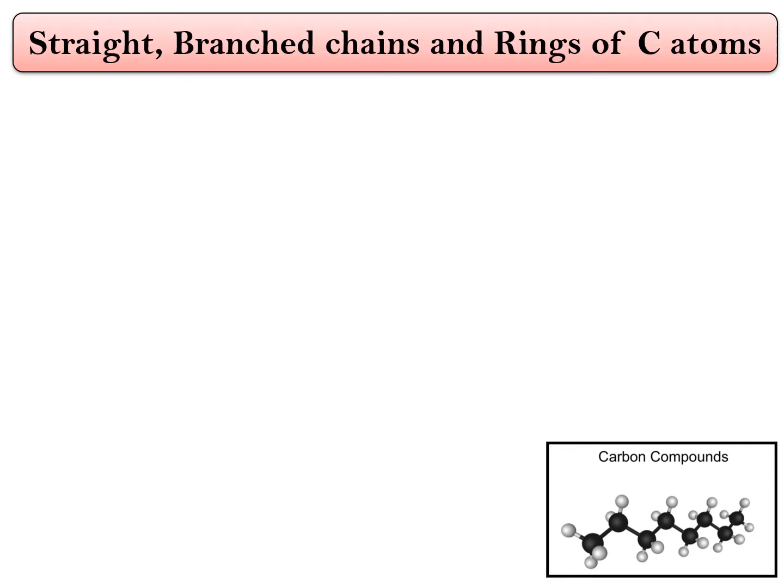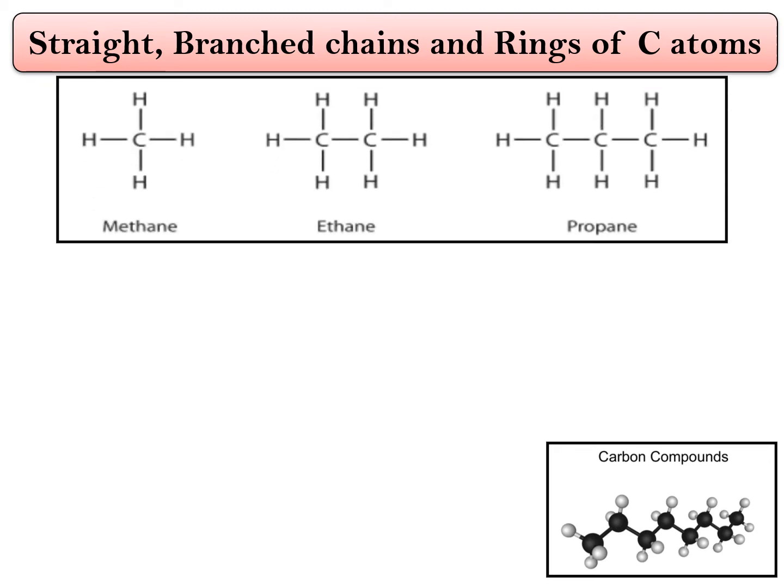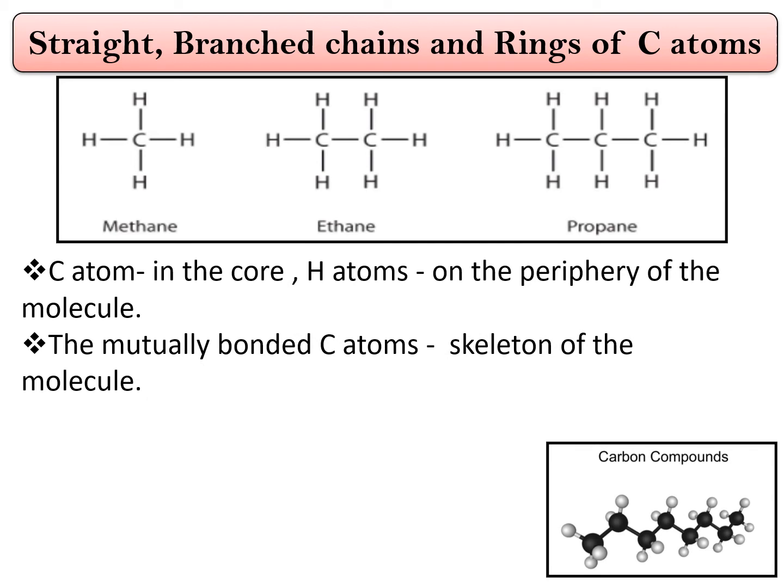Now we move to the next one, that is straight branching or ring of a carbon atom. If you see this, methane, ethane, propane, these are the first three compounds in your alkane chain. If you see in the structure, as the number of carbons increases, the chain is getting extended. This is an example of your straight chain because it is increasing in only one direction.